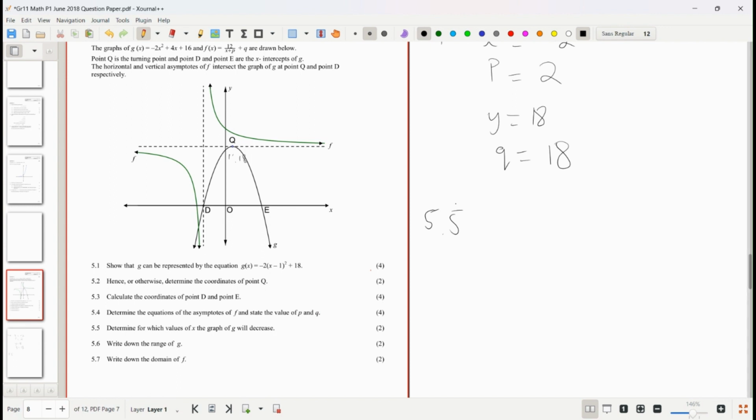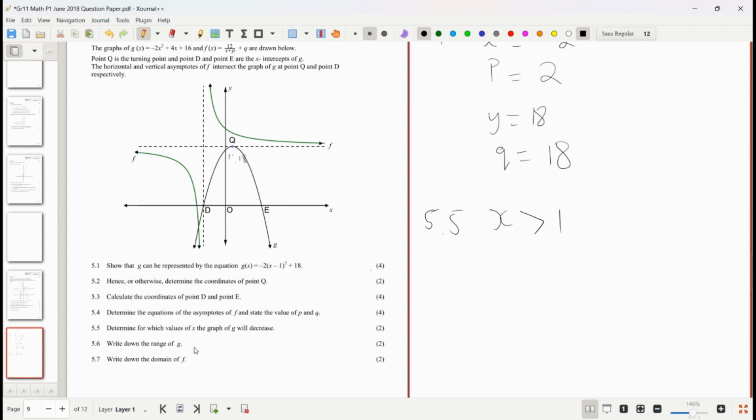So from 1 here, x greater than 1. So where x is greater than 1, this graph starts to decrease. So your answer is when x is greater than 1, it starts to decrease, right?